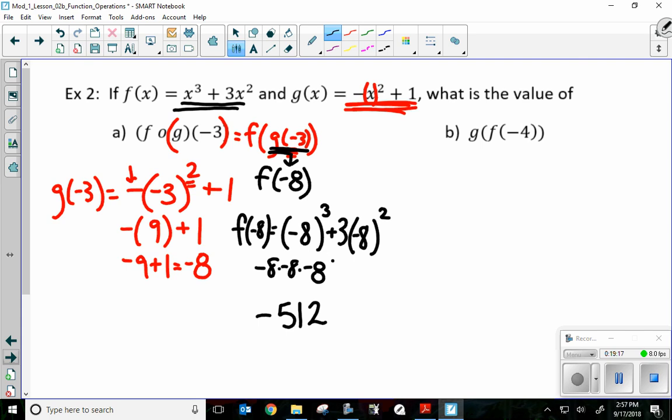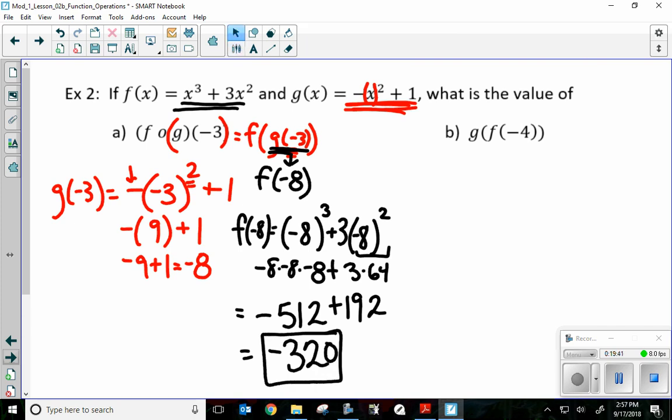Plus, okay, negative 8 squared is 64. So it's 3 times 64, which is 192. Plus 192. And if I do my math right, and I combine those, I get negative 320. There you go.